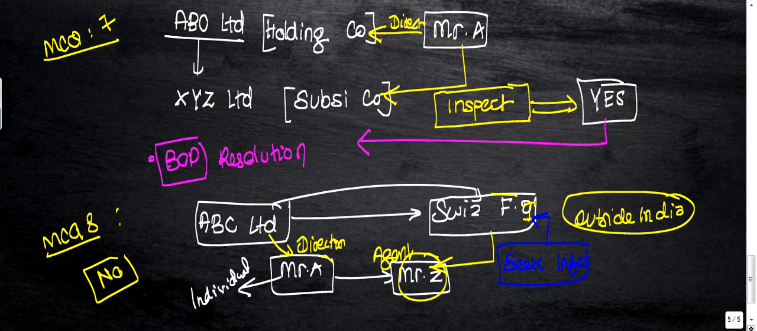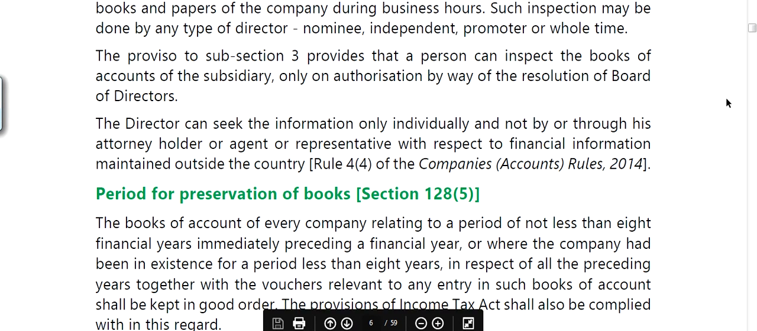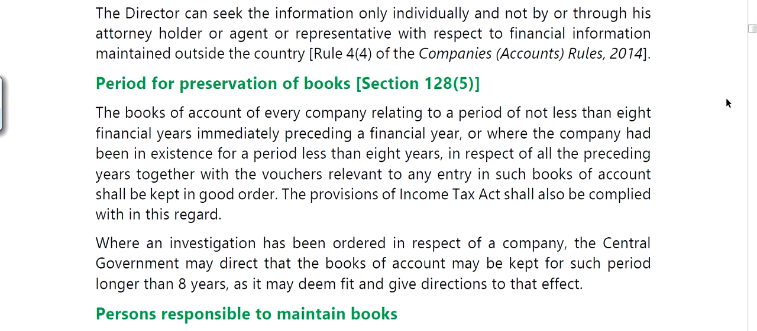He cannot send his representative or an agent to access or seek financial information if it is maintained outside the country.